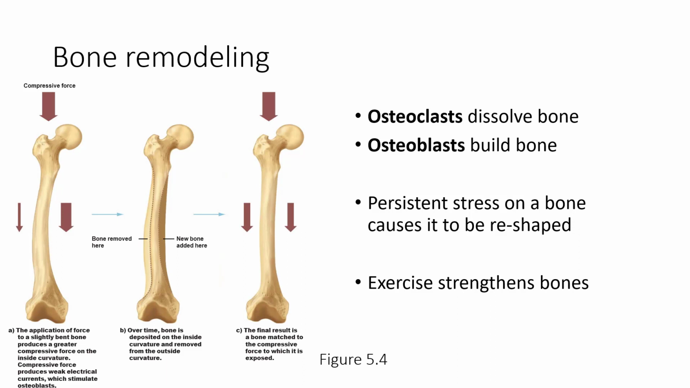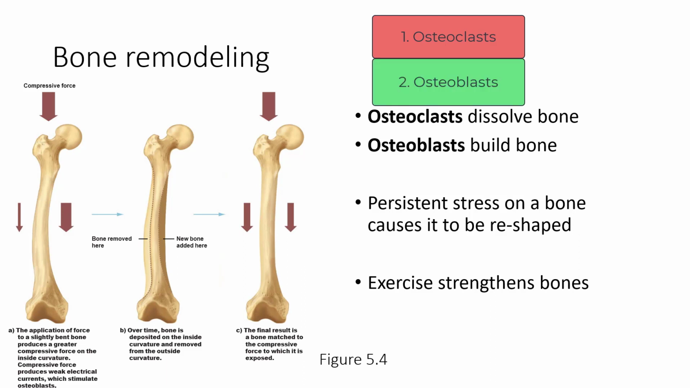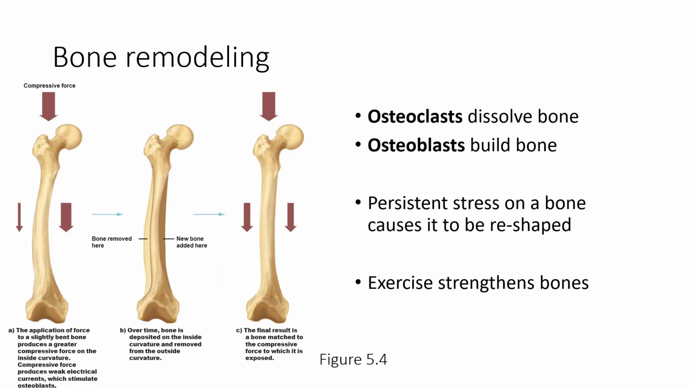What will happen is osteoclasts will remove bone from the side that is not under pressure, and osteoblasts will build bone on the side that is under pressure. Think of osteoclasts. They break down bone. Clast means breaking. So an iconoclast is someone who breaks icons. Osteoblasts, you see that B for building.